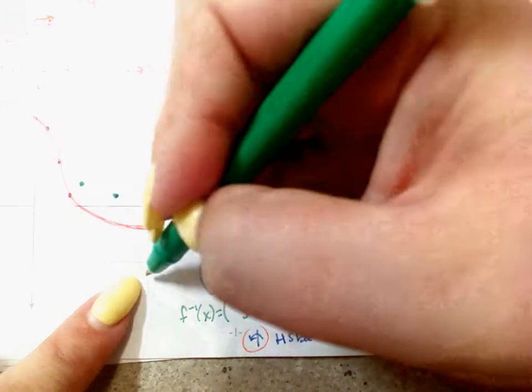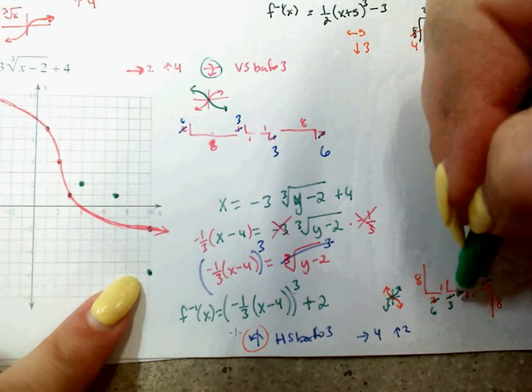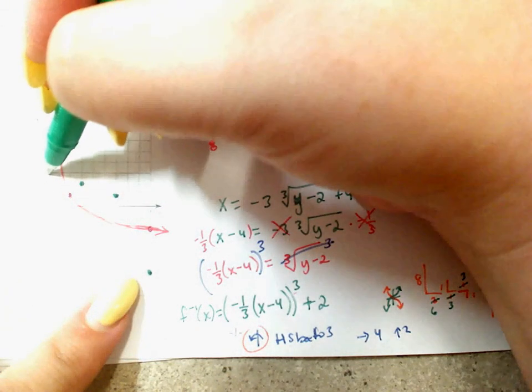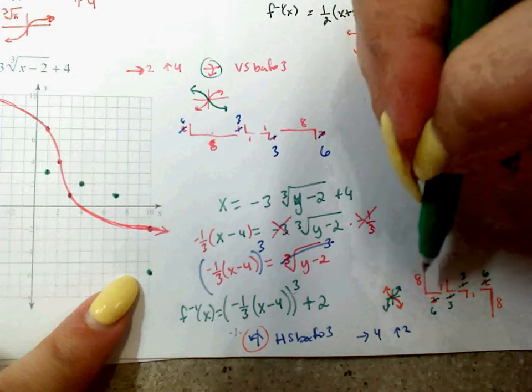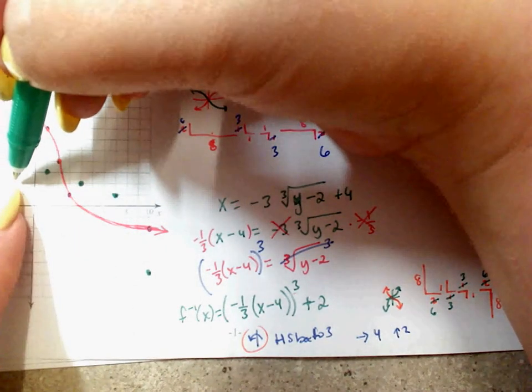Alright, then I'm going to go to the left 3 and up 1. And I'm going to go to the left 6 and up 8. So from 4, left 6 is negative 2. From 2 up 8 is 10.